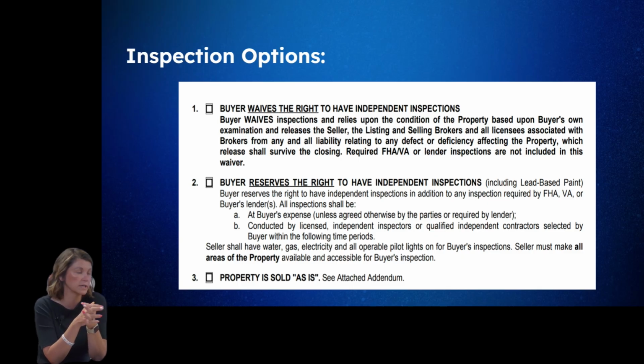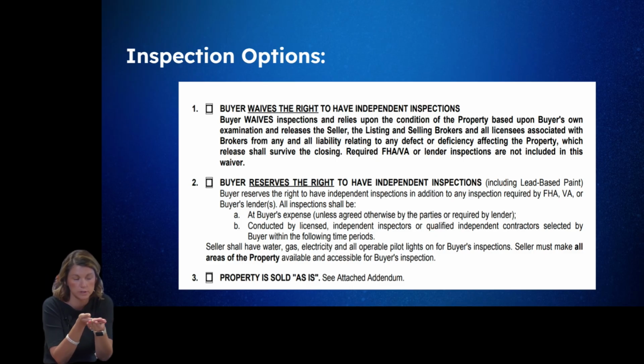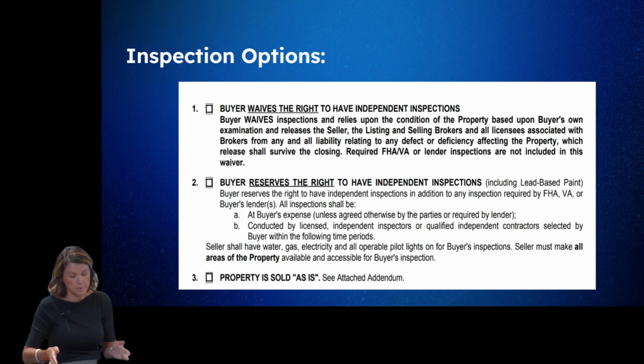FHA can also be looking at GFCI outlets. There's a handful of those things. You would get that report. But again, those are going to be required repairs. So somebody is going to have to do them in order to close on the property, okay? VA also requires a termite inspection. It's the only one that's different. That inspector is also looking at the condition of the property.